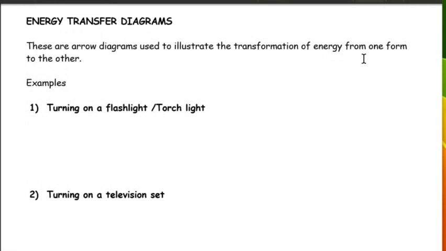So to turn on a flashlight or a torchlight, the flashlight device would need some battery, which will actually produce the electricity that can enable the light to turn on. So we are going to start from the battery. The battery is storing some energy in the form of chemical energy. So the battery already contains chemical energy. So we have chemical energy.